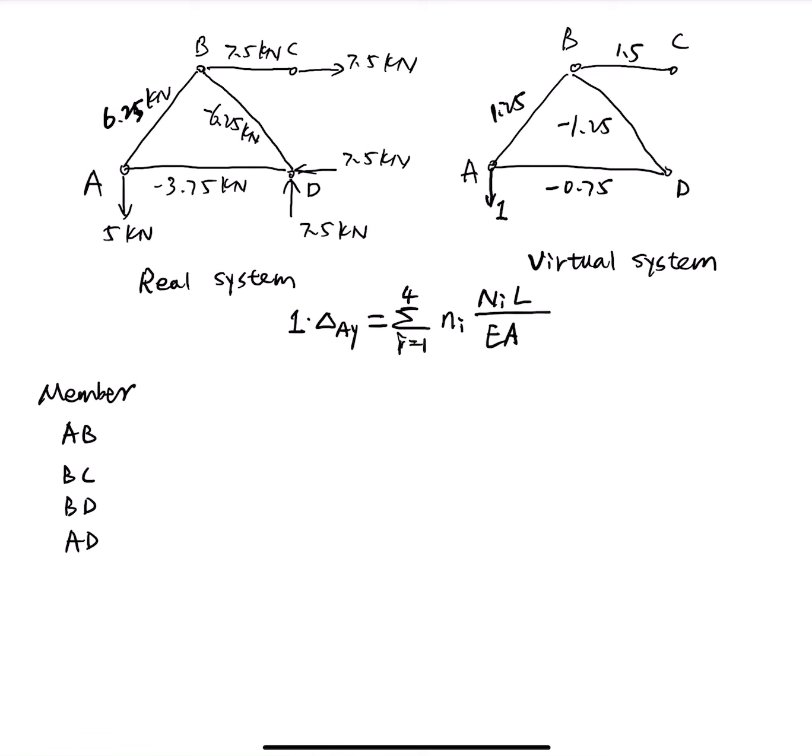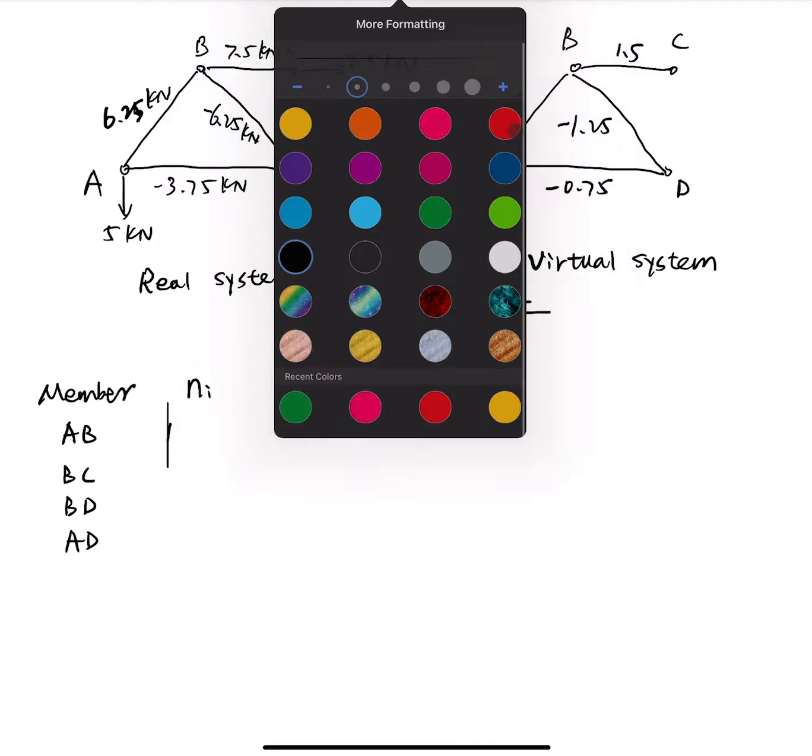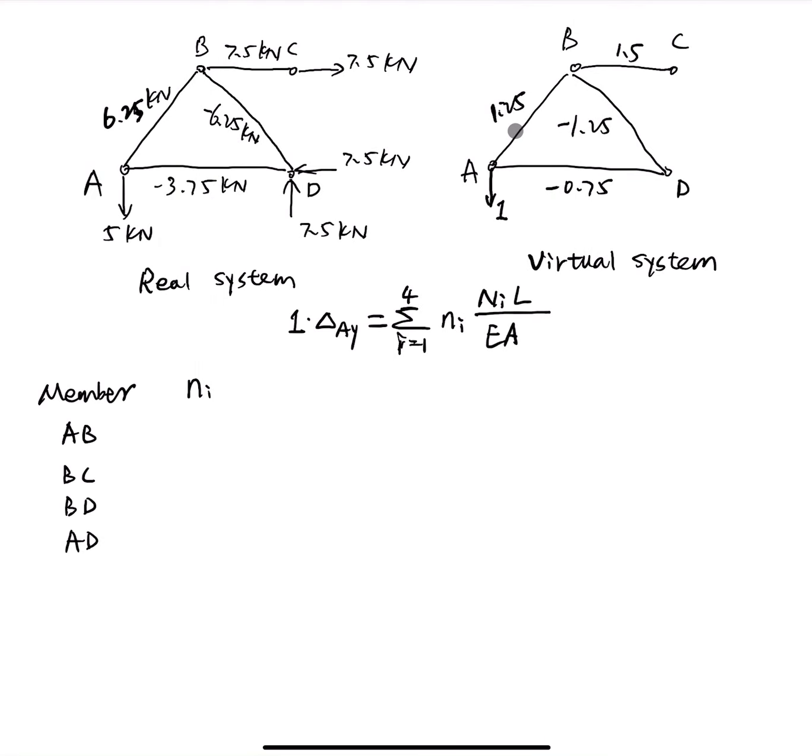The second column will be small n_i, the virtual member force. Because we just apply 1 virtual force, there's no unit for n_i. I prefer this way. For member AB, we got a force of 1.25, and for BC we got 1.5. For BD it is negative 1.25. For AD it is negative 0.75. So this is the second column.